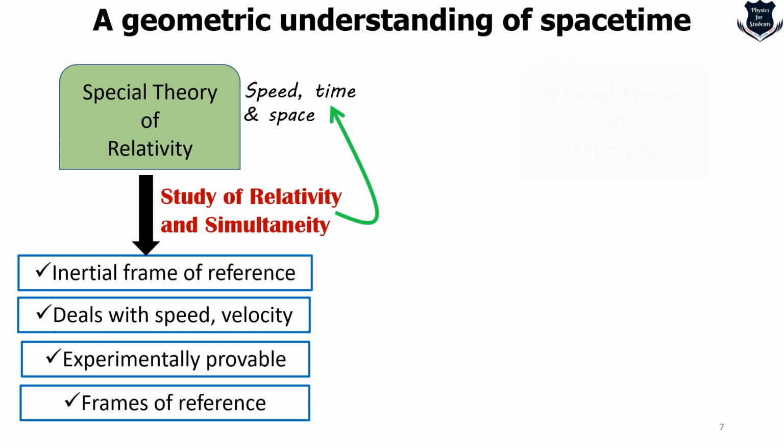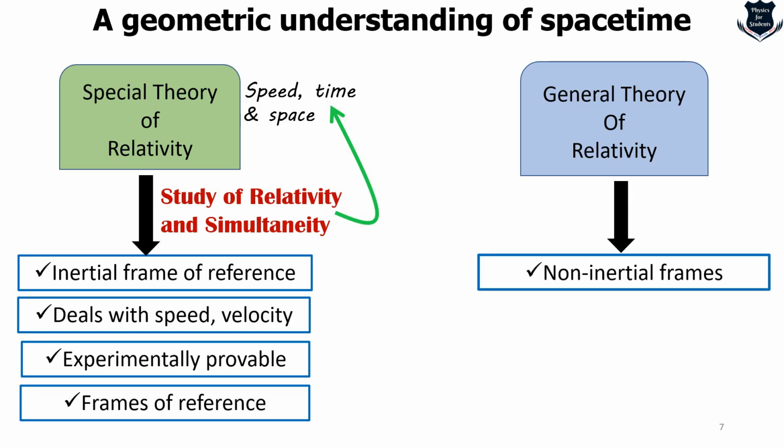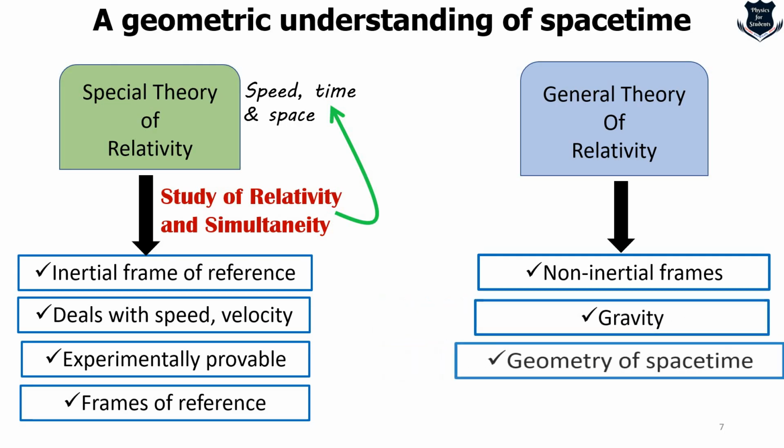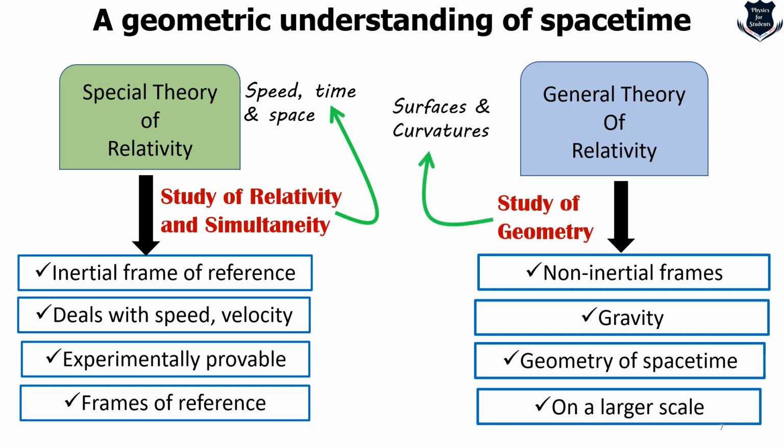Now when you look into general relativity, you see a totally different picture. There's a paradigm shift, and this paradigm shift is because it deals with non-inertial frames, gravity, and the geometry of space-time on a much larger scale, that is on Earth, Jupiter, black holes, galaxies, etc. So it is not a study of relativity anymore. It is a study of geometry, and this means that it is a study of curvature of surfaces. This leads us to the conclusion that it is more of geometry and less of relativity, because as we saw a few seconds earlier, it is basically the study of the nature of the curvature of space-time.